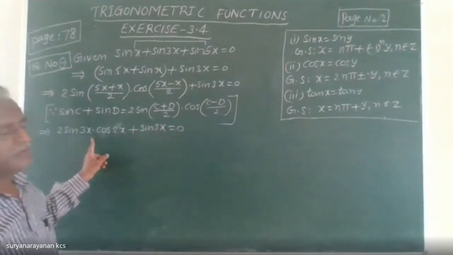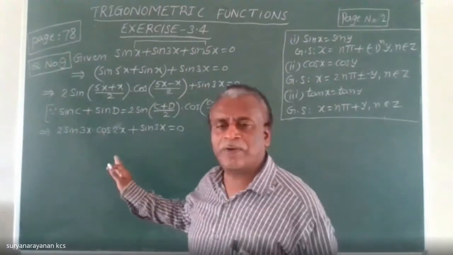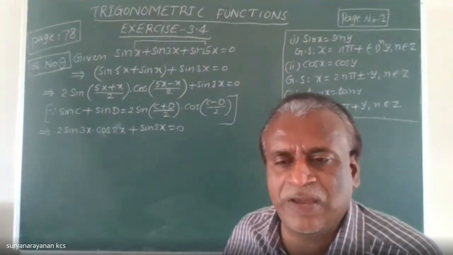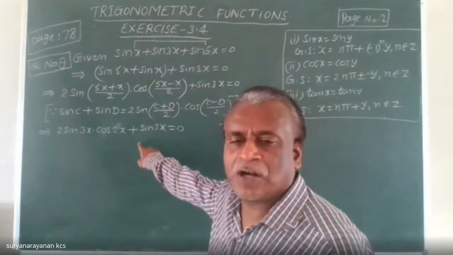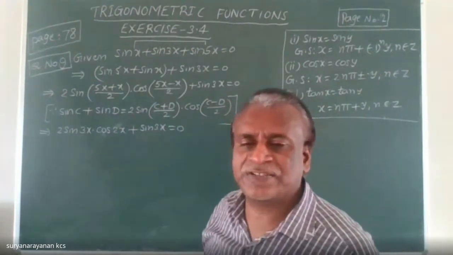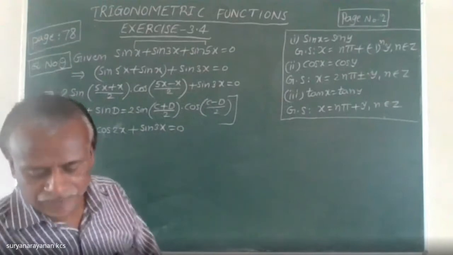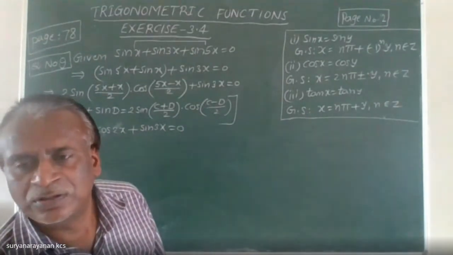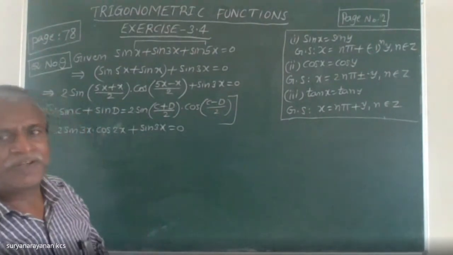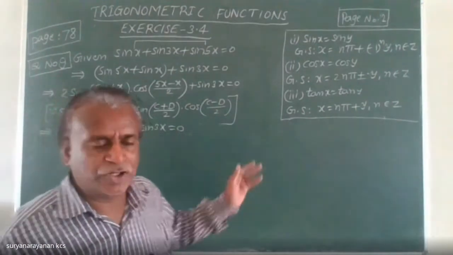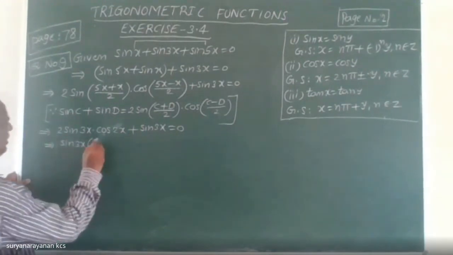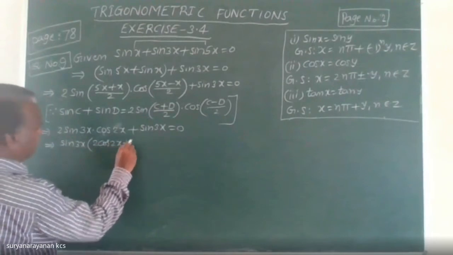Now, if we observe the terms in this step, what is the common factor here? Can you identify? Yes, sin 3x. Very good. Sin 3x is the common factor. We take out the common factor. This implies sin 3x into (2 cos 2x plus 1) is equal to 0.